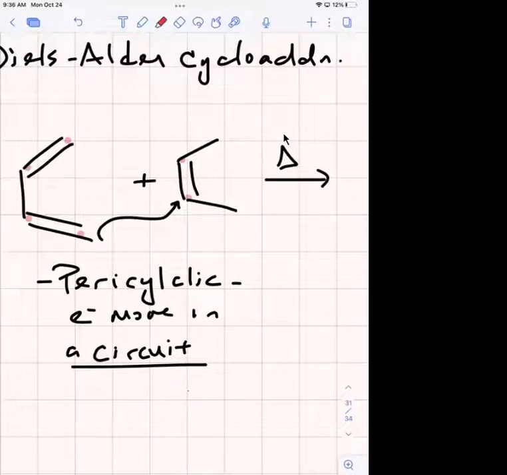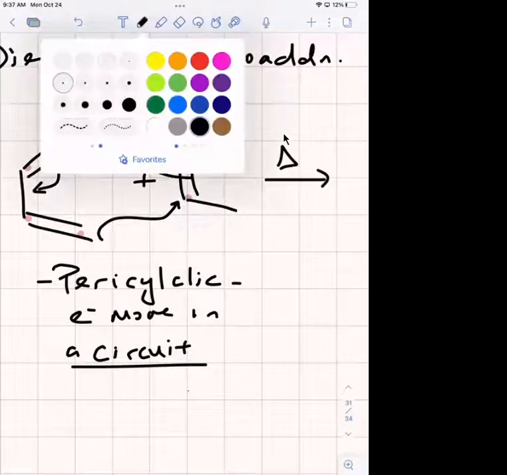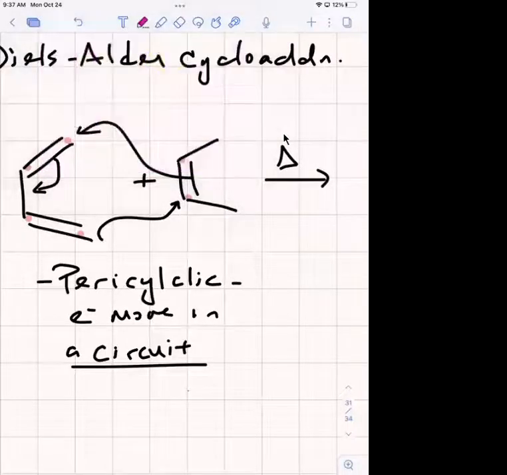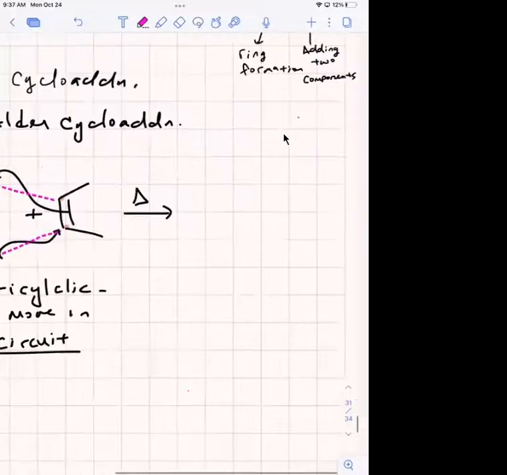So we take this pi bond and push it here, and then this pi bond gets shifted down to here. So what you end up doing is making a bond here. You're going to make 2 new sigma bonds and a new pi bond. Here, you're going to have a bond between these 2 carbons, then you'll have a new pi bond here.